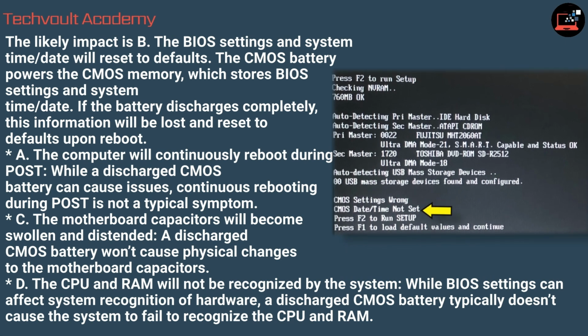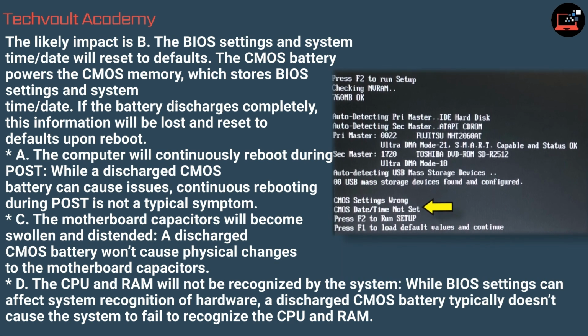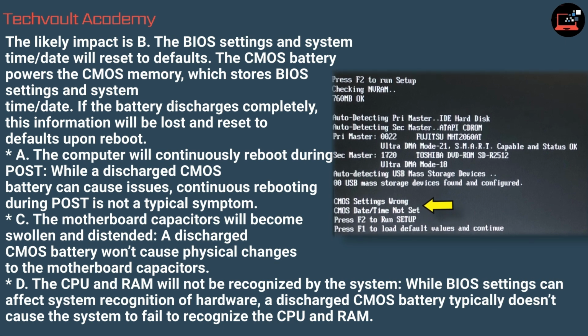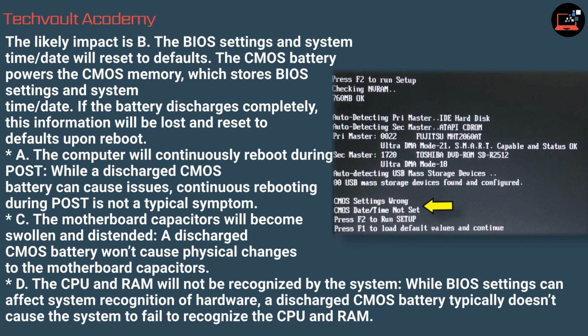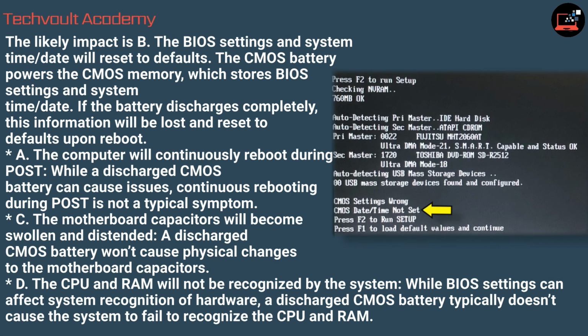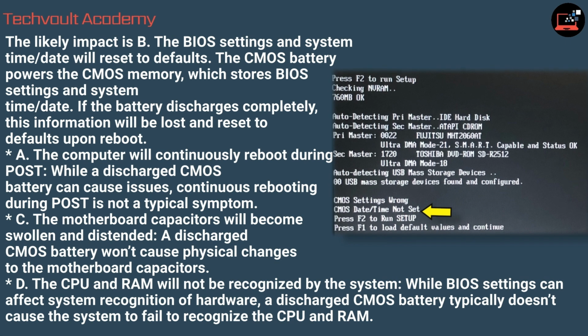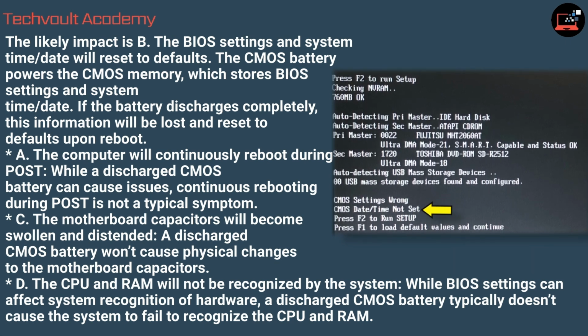A. The computer will continuously reboot during POST. While a discharged CMOS battery can cause issues, continuous rebooting during POST is not a typical symptom. C. The motherboard capacitors will become swollen and distended. A discharged CMOS battery won't cause physical changes to the motherboard capacitors. D. The CPU and RAM will not be recognized by the system. While BIOS settings can affect system recognition of hardware, a discharged CMOS battery typically doesn't cause the system to fail to recognize the CPU and RAM.